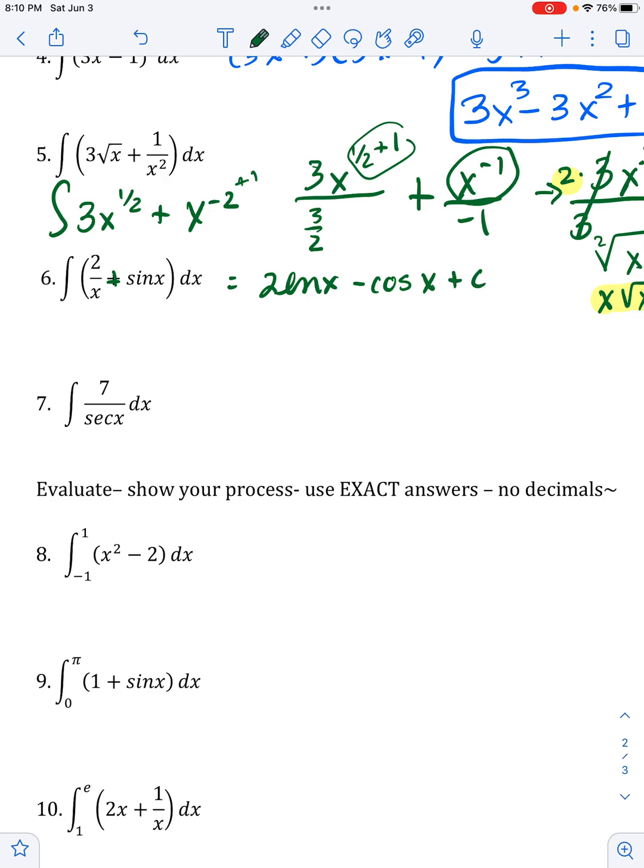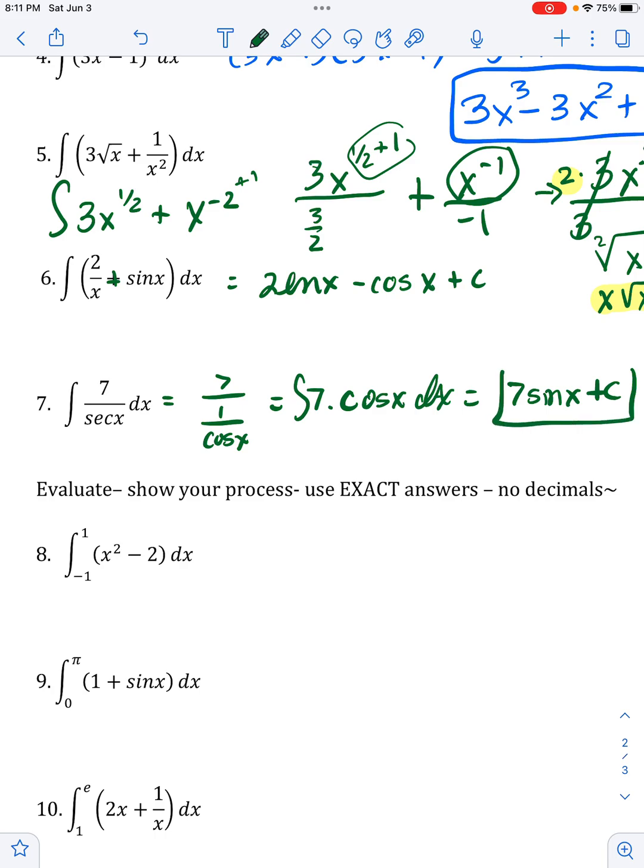We never talked about secant or tangent or any of that. We only talked about sine and cosine. So you have to use your big brain and say, oh, that's the same as 1 over cosine. And again, a stacked fraction, if you're dividing by a fraction, it's the same as multiplying by the reciprocal. So instead of having a 1 over cosine, I'd have 7 times cosine. And now if I integrate that, I would say, okay, well, the integral of cosine would have been sine, and the 7 just stays out front as a coefficient, and then plus c.